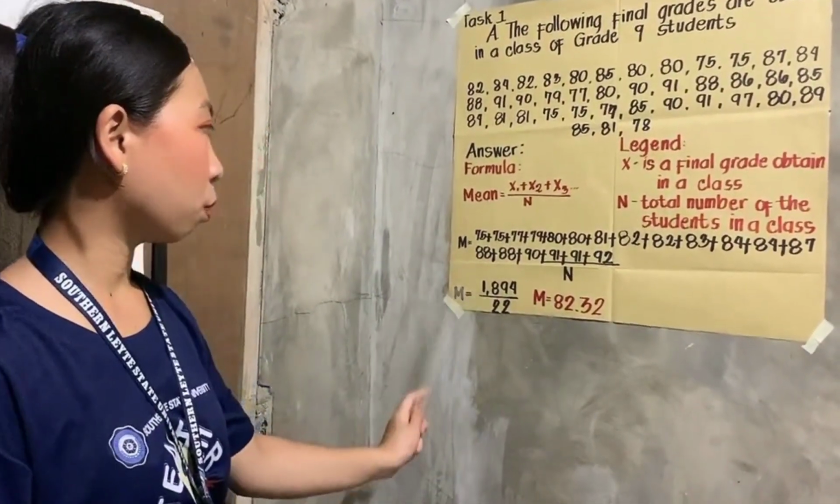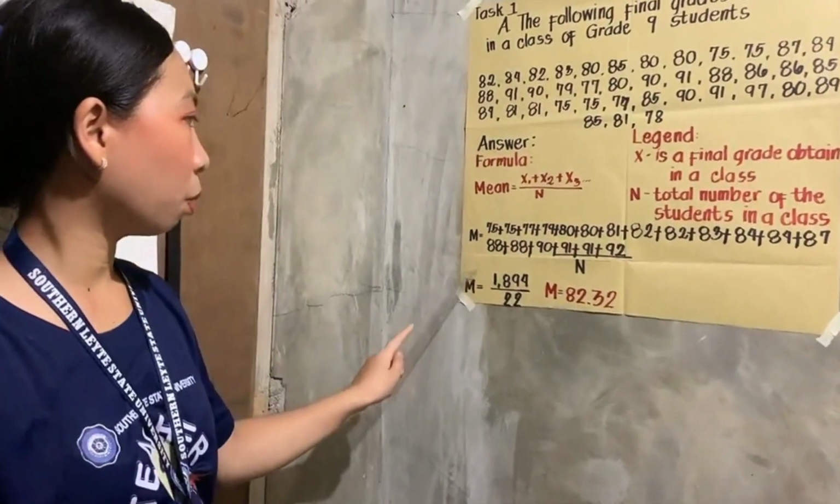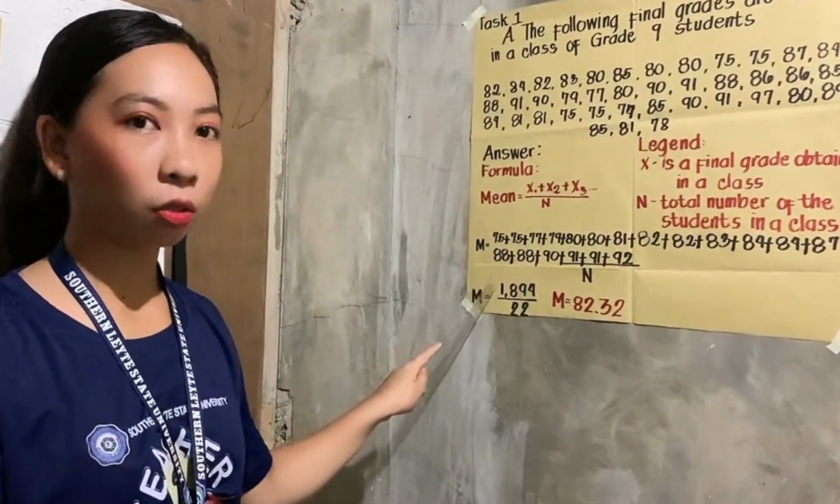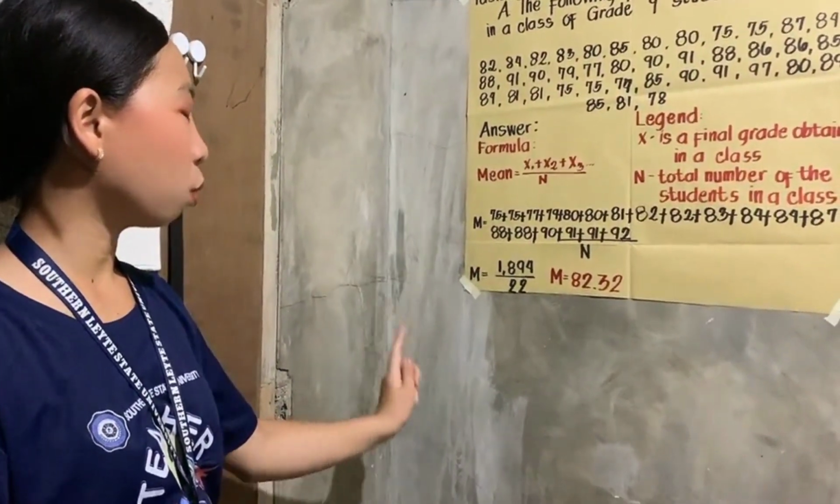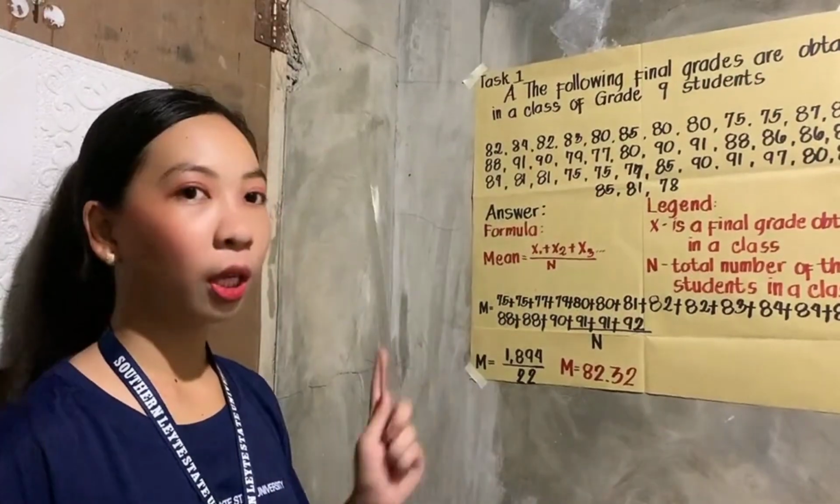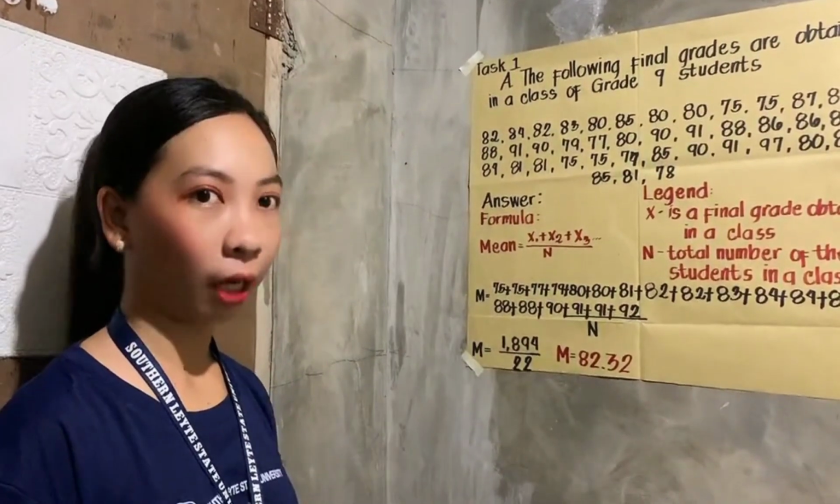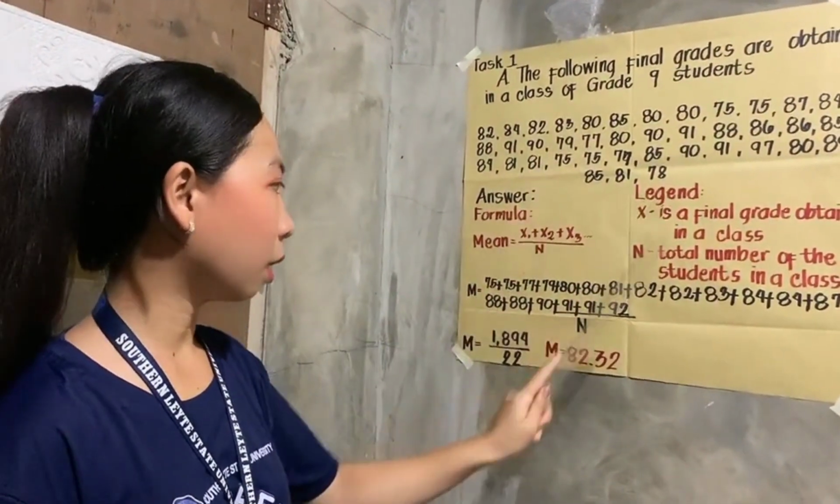divided by 22. So as we add all the grades, that will be a total of 1,894. Since we're going to divide it by 22, we can get the mean grade, which is 82.32. So that is the mean grade of grade 9 student A.